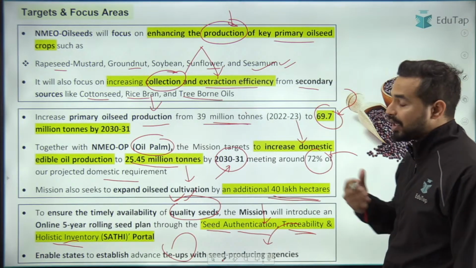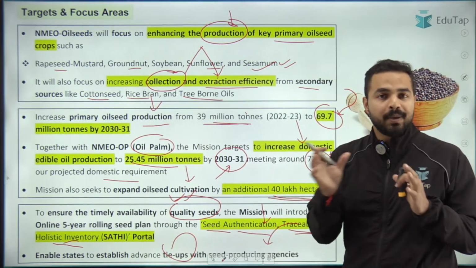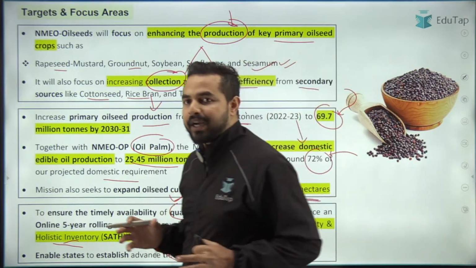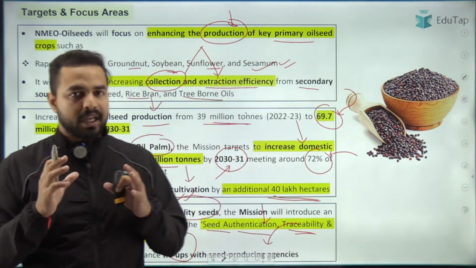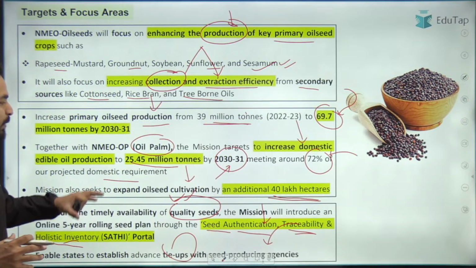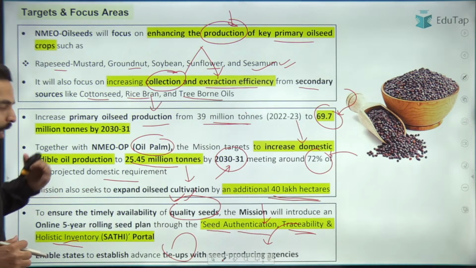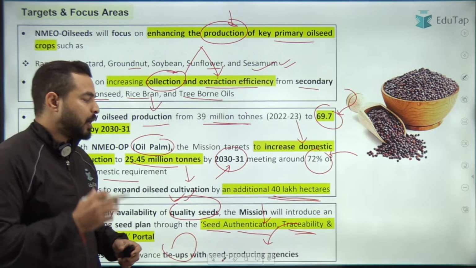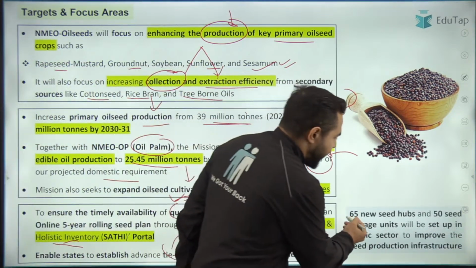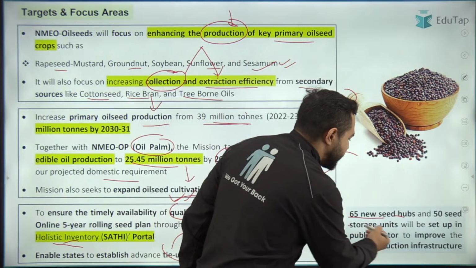So it will also help in tying up with our seed production agencies, so that we can basically achieve our targets even more, efficiently and timely. Apart from this particular Sathi portal and the tie-ups with the seed producing agencies, they will also be leading to set up 65 new seed hubs and 50 seed storage units.